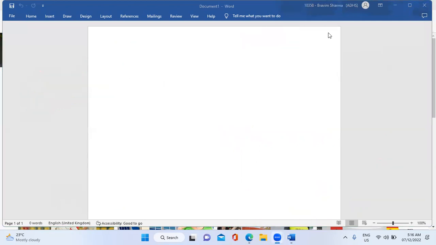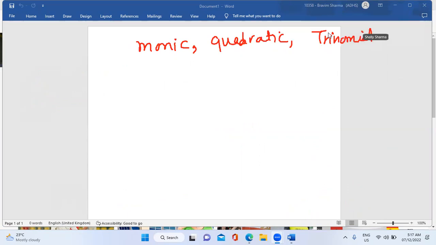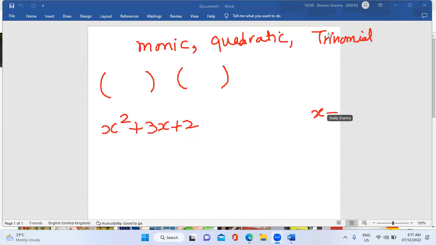Now, two things you must know. First, as I told you, you should know the meanings of these words: monic, quadratic, and trinomial. That is the first requirement. And second is if you understand the concept of expanding the two brackets. I am writing two expressions. One I am writing x squared plus 3x plus 2, and one I am writing x plus 1 times x plus 2.